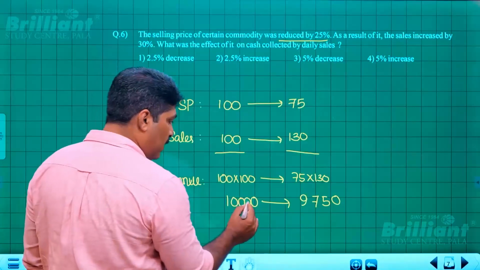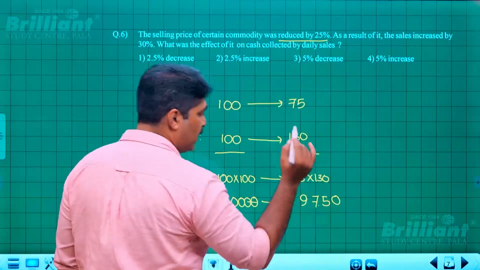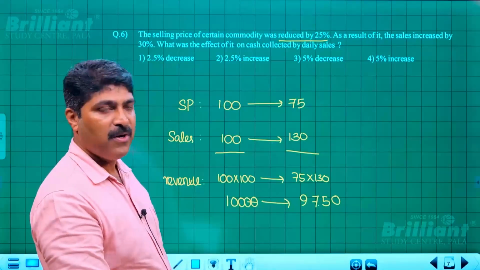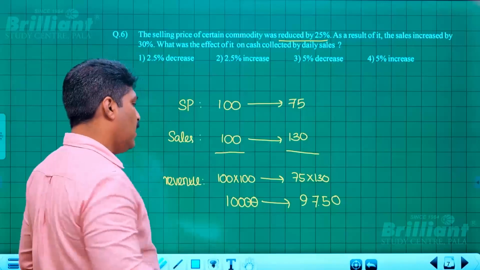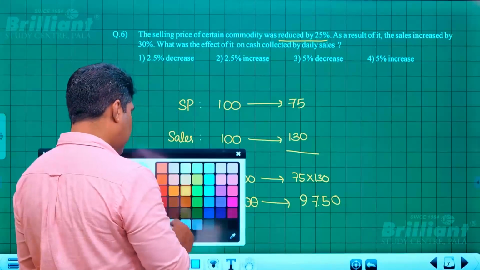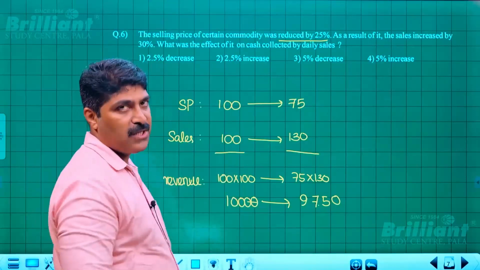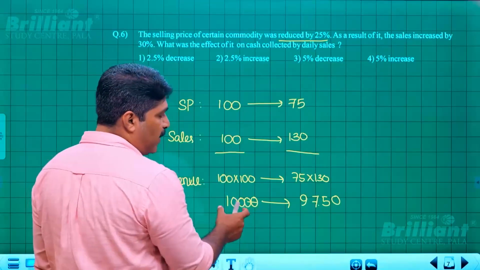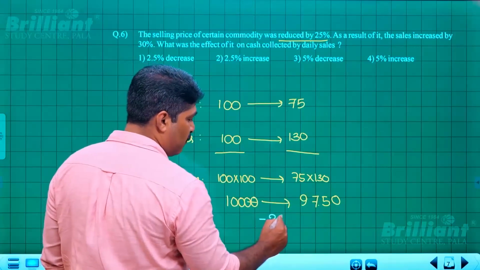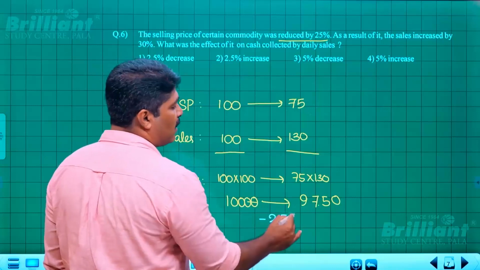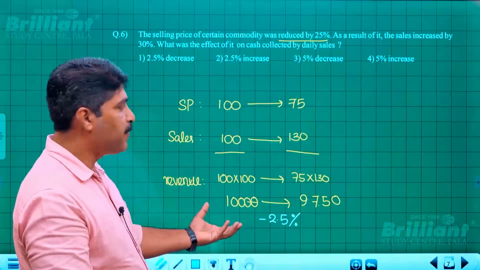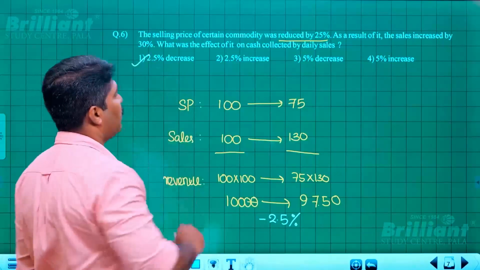If it is 100, this is 97.50. Like that, you just visualize it. Why do we have to consider that as 100 for finding the percentage variation? So 100 rupees becomes 97.50. What is the decrease here? There is a decrease of 2.5, or that is 2.5% decrease, because this base is 100. So therefore, our answer is 2.5% decrease.